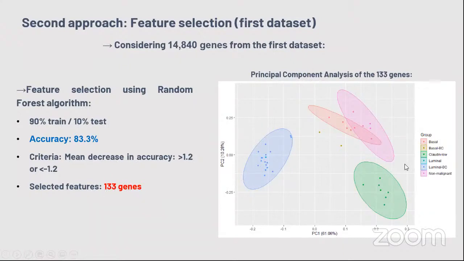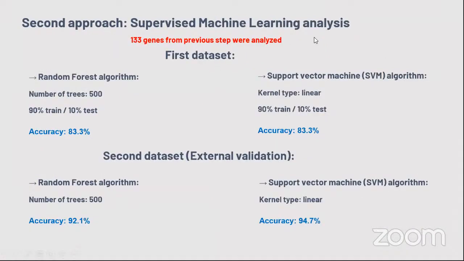As you can see with the principal component analysis, the groups are pretty well separated. Just the basal breast cancer and luminal breast cancer are difficult to separate from each other. But in general, they look good. So I performed the supervised machine learning analysis using the mentioned genes. With the first data set, the accuracy was better than in the previous approach, but not as good as I expected. But during the external validation with the second data set, the accuracy was good, over 90%. So all these machine learning models with the genes work pretty well.